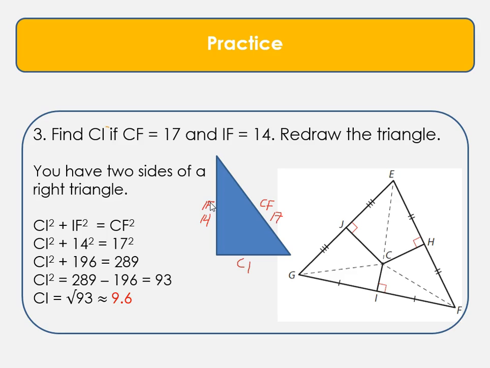And I've done the math for you, but hopefully you were able to identify that before you went on here to see the answer. But you end up with CI equaling the square root of 93, which is approximately 9.6.